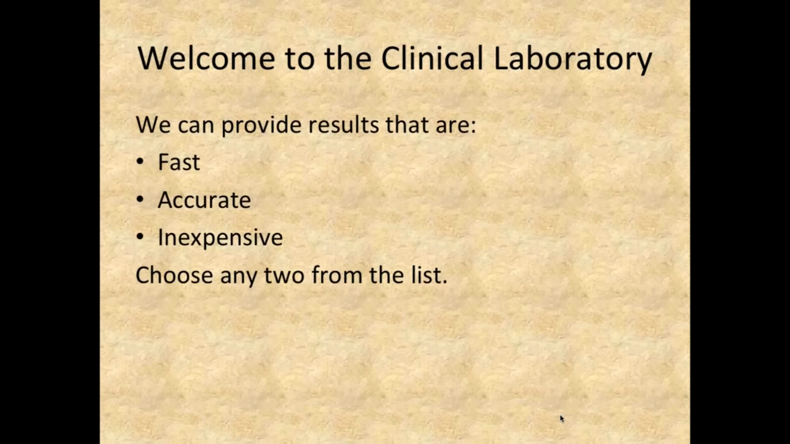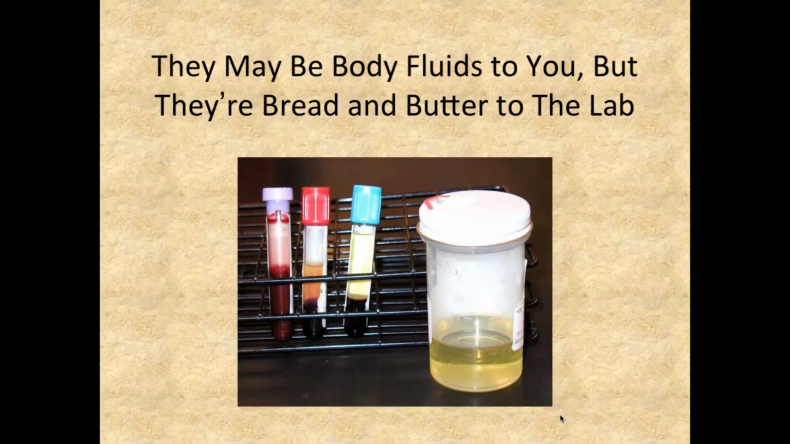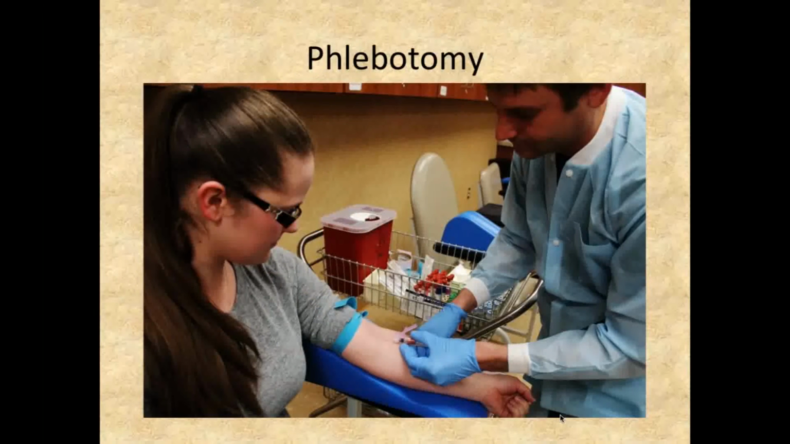We had this sign in one lab that I worked in. We had this hanging where the physicians could see it when they came in to bother us. And we said we can provide results that are fast, accurate, and inexpensive. And you can choose any two from the list. We can't do all three, unfortunately. So if you want it fast and inexpensive, it's probably not going to be very accurate. If you want it accurate and fast, it's going to be very, very expensive. And so we have to weigh these different factors as we choose the test we're going to do in our lab, as we choose the method we're going to use, and how fast we need to get the results back to the clinician and back to the patient.